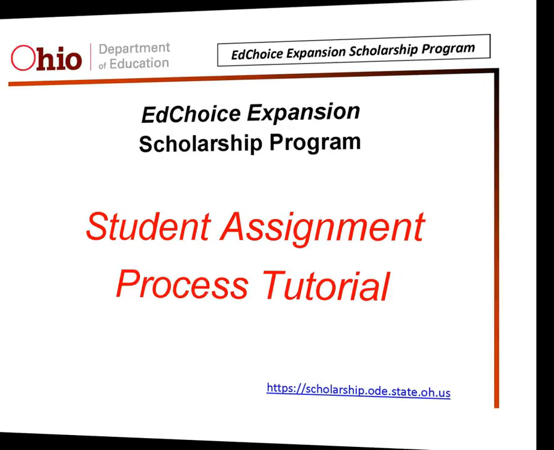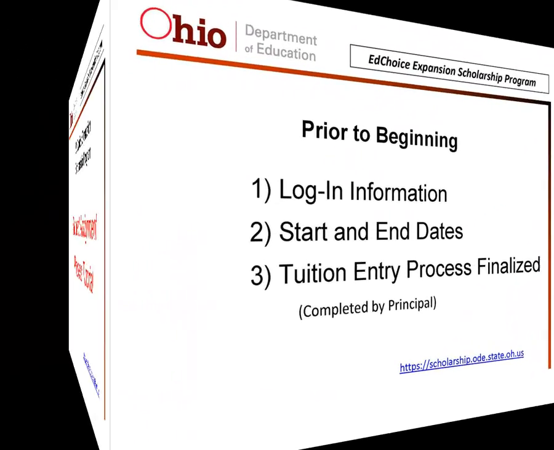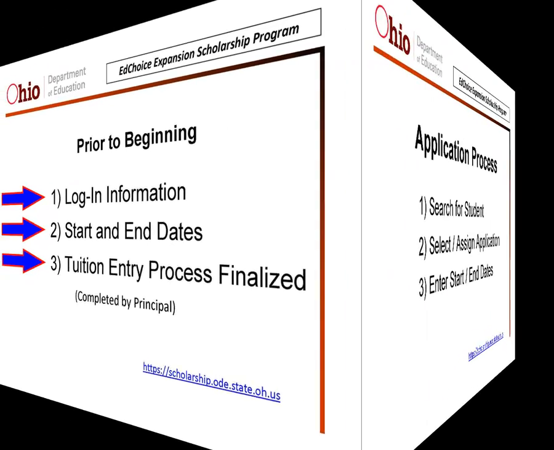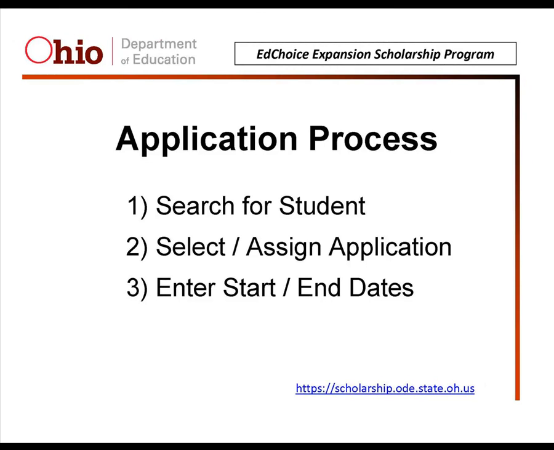EdChoice Expansion Scholarship system. Prior to starting this process, you will need to have your login information, know the start and end dates of the school year, and the principal will need to have completed the school's tuition entry process on your school's provider record in the EdChoice expansion system. In this tutorial, we will search for and select a student application and then assign the application to the school and enter the school start and end dates.